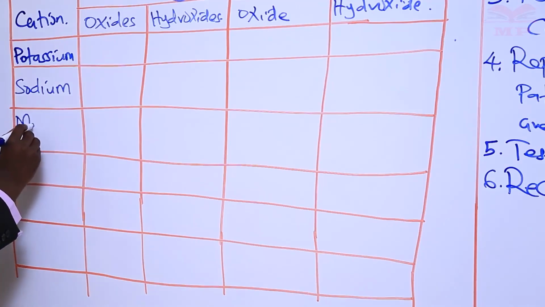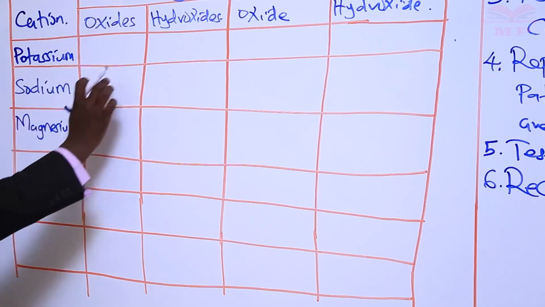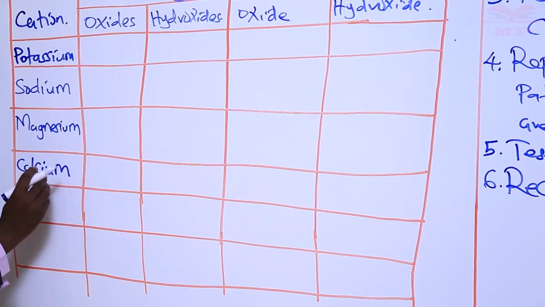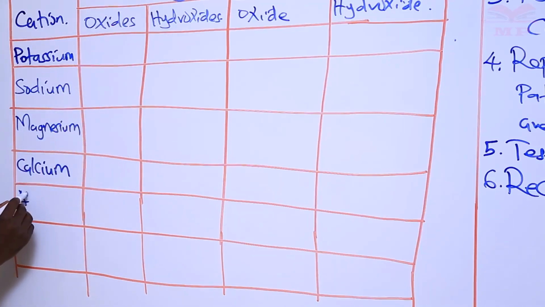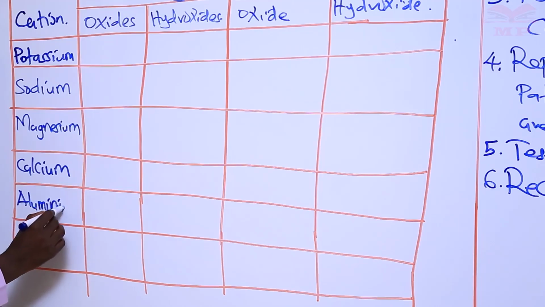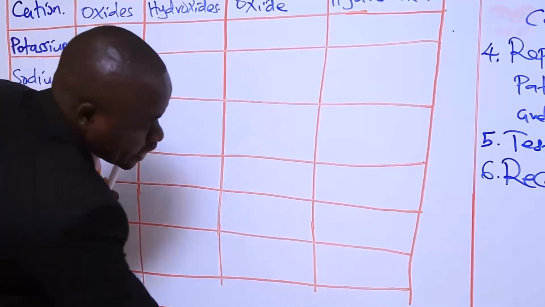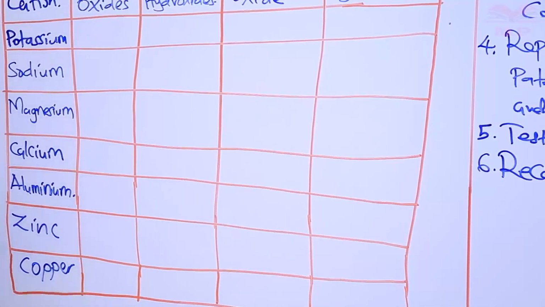The next one is magnesium. So we shall have magnesium oxide, magnesium hydroxide. Next is calcium. Same, calcium oxide, calcium hydroxide. We shall have aluminium. We shall have zinc. And lastly, we shall have copper. These are the cations that we are investigating, whether their bases are soluble in water or not.